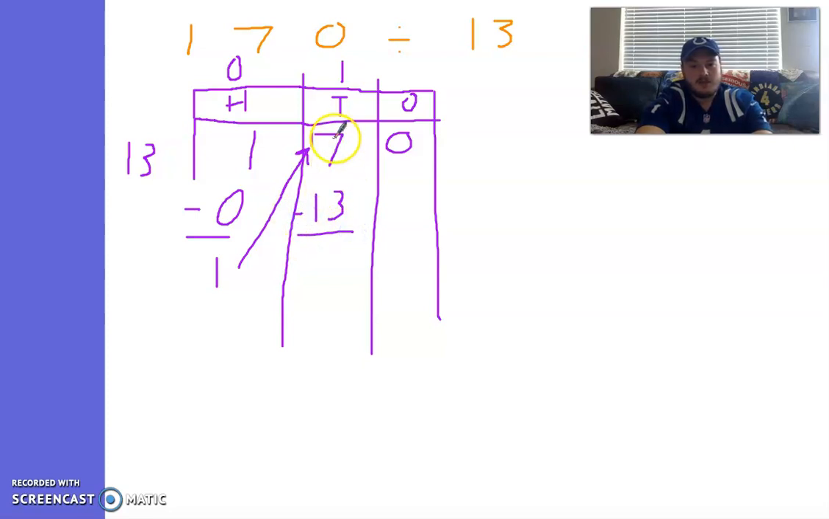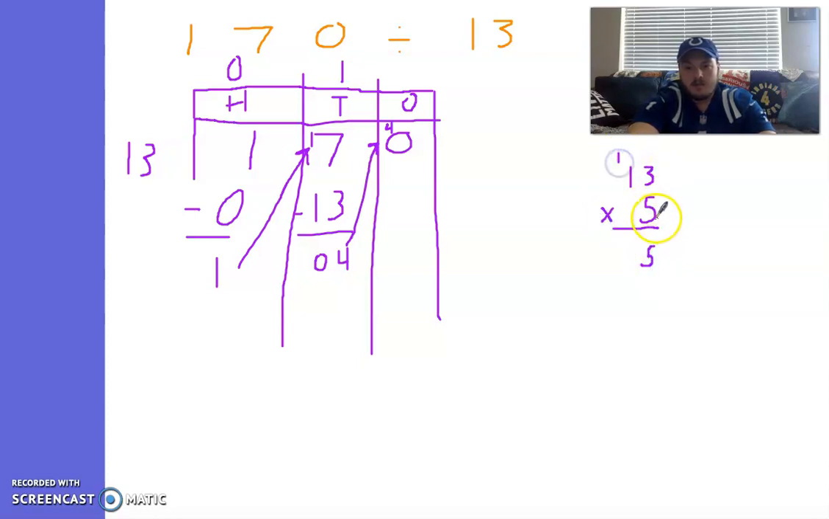Whenever I subtract, 7 minus 3 is 4. 1 minus 1 is 0. Got to bring up my 4. So now I have 40 divided by 13. So let's go ahead and try 13 times 5 to see where that puts us at. 5 times 3, 15. Regroup my 1. 5 times 1 is 5. Plus 1 is 6. 65. 65 is way too big, so we know it's not going to be 13 times 5.